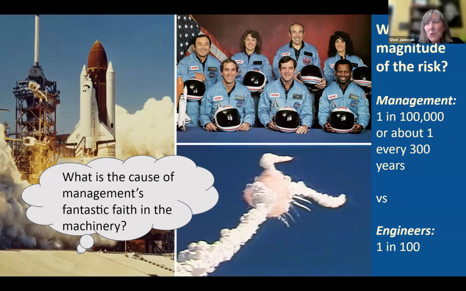And Feynman was relentless in his questioning. He believed in taking risks, but calculated risks. He would ask the same question repeatedly, and different groups had different answers. Management said the risk was much smaller than the engineers said, and he questioned the difference.